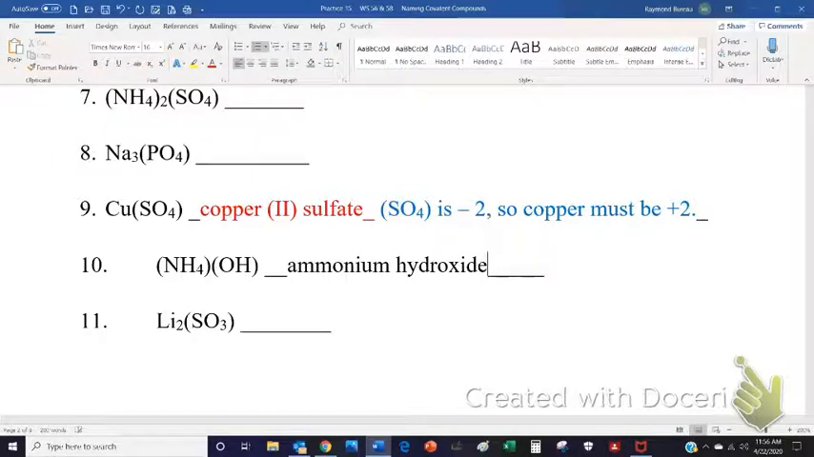Number 11, I won't write it, but you can see lithium. And what do we call SO3? Look on your chart, and you will see that it's called sulfate. So that would be lithium. Or actually, SO3 is called sulfite. So that would be called lithium sulfite. SO4 is sulfate. SO3 is sulfite. Sorry, I didn't name them. I just do them.